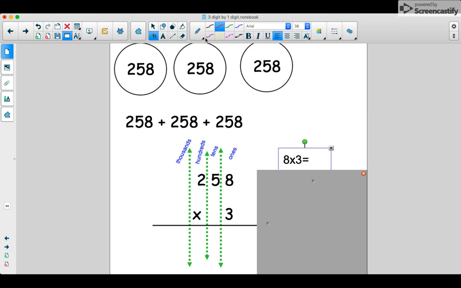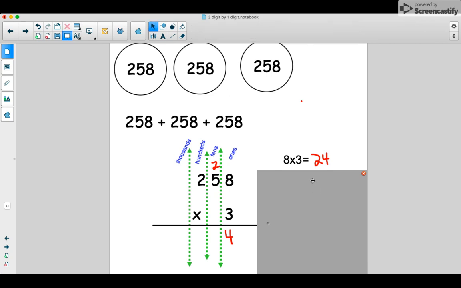So I'm going to start with my 8 times 3. And I know that 8 times 3 is 24. So I'm looking at that number. I know the 4 is in my ones place and the 2 is in my tens. So the 4 can go in my ones column and my 2 is going to go up here in my tens column. Now I can go to my next place value.